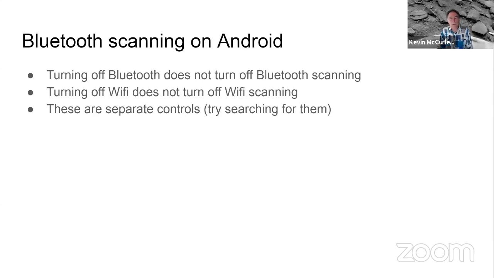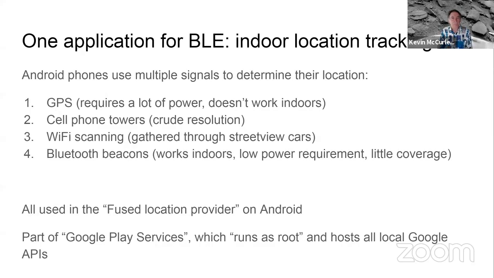Bluetooth scanning on Android is actually something that is not well understood, I think. A couple of facts about this: if you turn off Bluetooth on your Android phone, that does not turn off Bluetooth scanning. That's a separate thing in the settings. If you turn off Wi-Fi, that also does not turn off Wi-Fi scanning. And these things are separate controls. You can search in your settings for scanning and you'll find these.